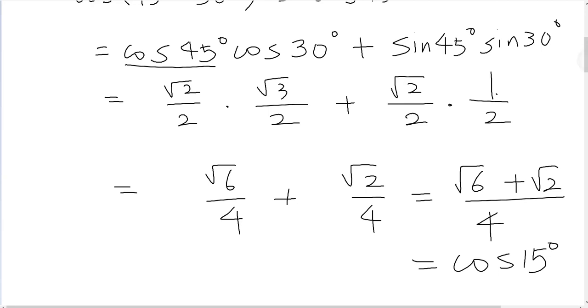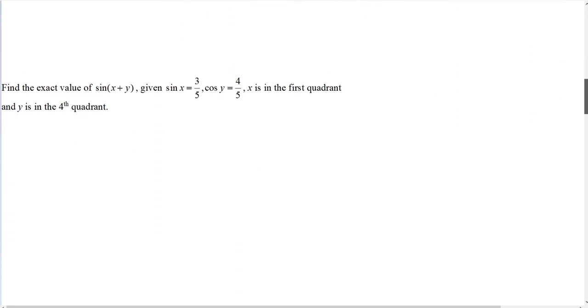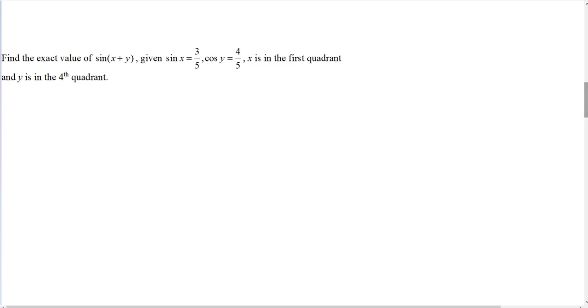Now let me go to the next example. Find the exact value of sine of x plus y, where sine x is given to you as 3 over 5 and cosine y is given to you as 4 over 5. X, the angle, don't forget x is not the x coordinate. Here x is representing an angle in the first quadrant. Y is representing an angle in the fourth quadrant.